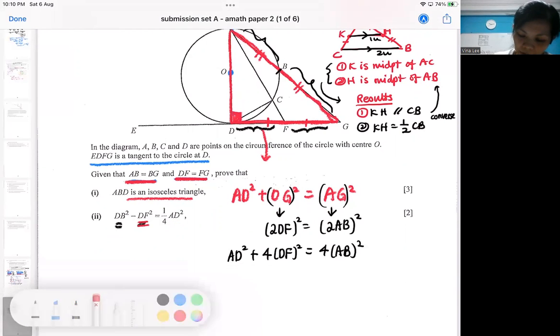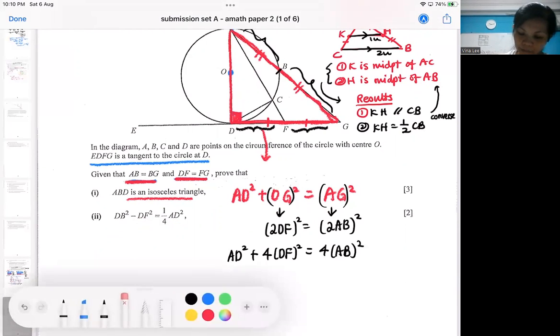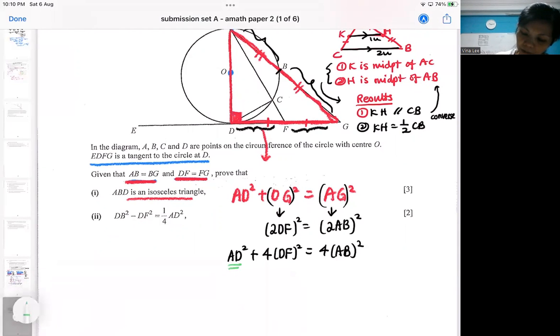Okay, after that, let's observe what you have. Okay, I have my AD, I have my DF, but I don't have my DB. Right? So where is the DB? Do you remember just now you already proved that AB is the same as BD. So this part is actually the same as BD. Where do you get it from? From the isosceles triangle.